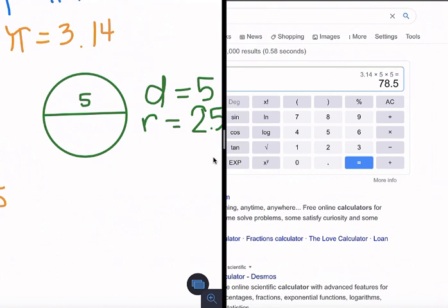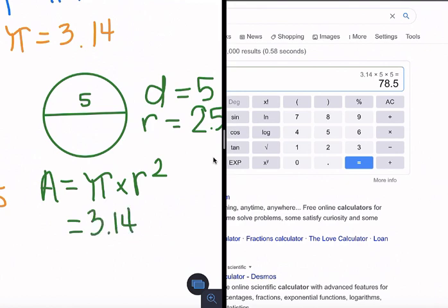So we're again going to do the same thing. Remember, area equals pi times the radius squared. We're going to use 3.14 times, and then we are going to do times 2.5 times 2.5. So back to my calculator, I have 3.14 times 2.5 times 2.5.